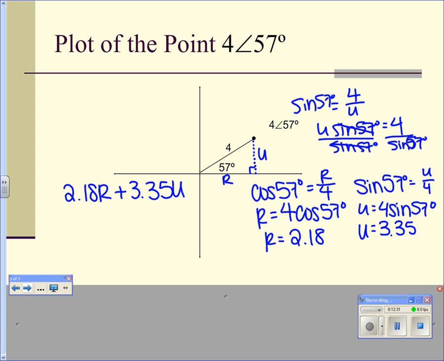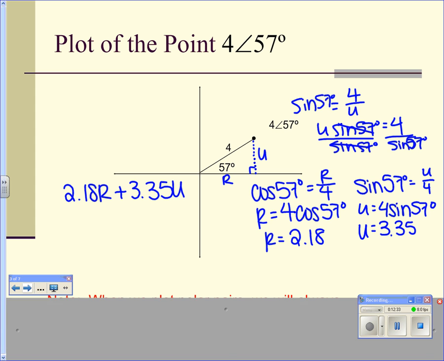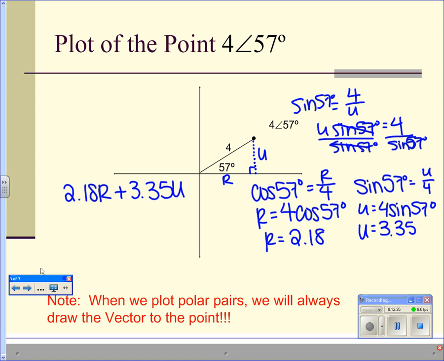We're going to go backwards. I think we have an example of that. Whenever you plot polar pairs, you're always going to draw your vector out to your point. It's actually a vector, the 4 at 57 degrees. It's not just a line, it's a vector.